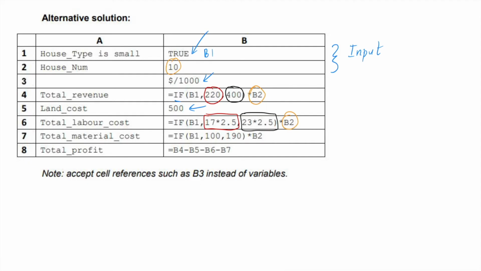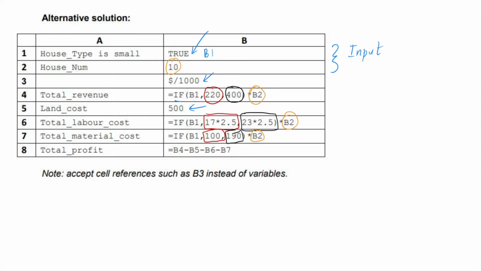It's going to give us our labor cost. And again, right here, we're calculating our material cost. And again, we're taking into account whether it's small or large. This is going to be our labor cost for a small house, and then our labor cost for a large house multiplied by our number of houses. And then finally, we can take all of that and put that together.